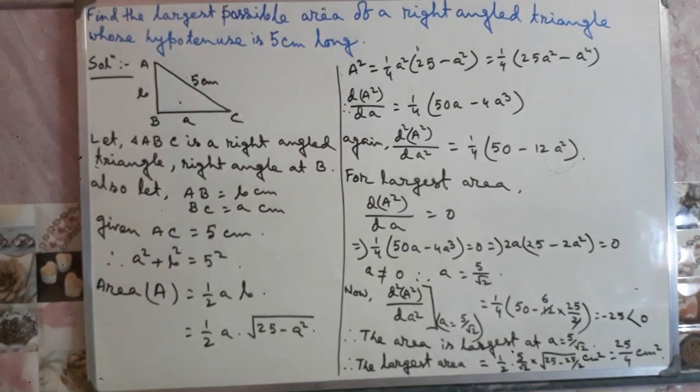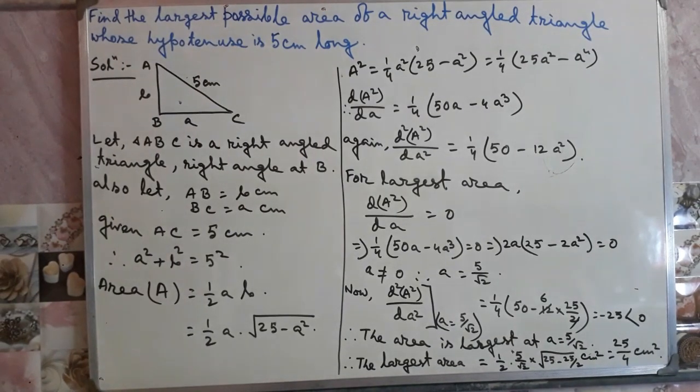Next problem: find the largest possible area of a right angle triangle whose hypotenuse is 5 cm long. So this is the right angle triangle ABC, right angled at the point B. Let us assume that the base BC is equal to a centimeter and the height AB is equal to b centimeter, and it is given that the hypotenuse AC is equal to 5 centimeter. So by Pythagoras theorem we can say that a square plus b square is equal to 5 square.